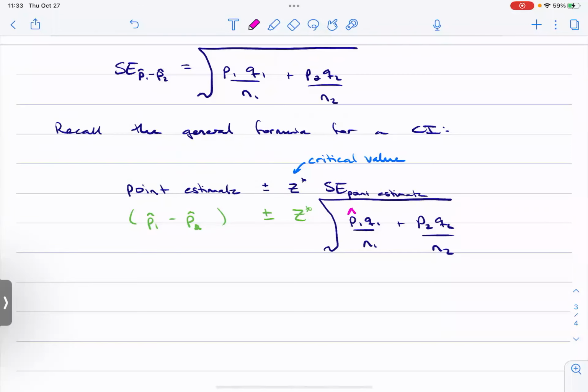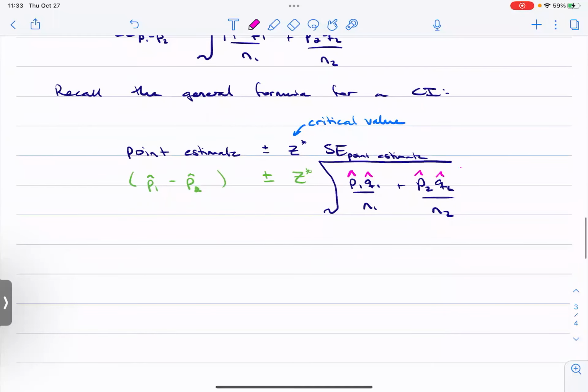And for the confidence interval, we're just going to estimate those with the p hats. In confidence intervals, or CIs, we use p1 hat to estimate p1 and p2 hat to estimate p2.